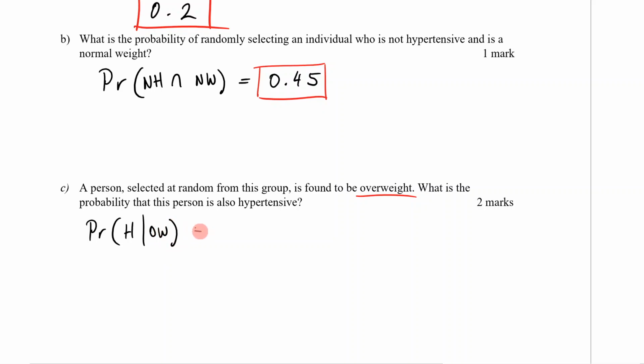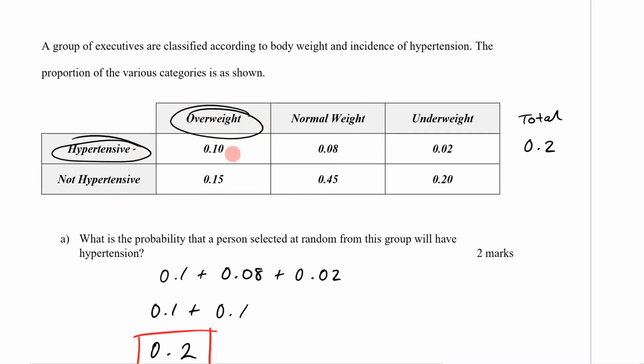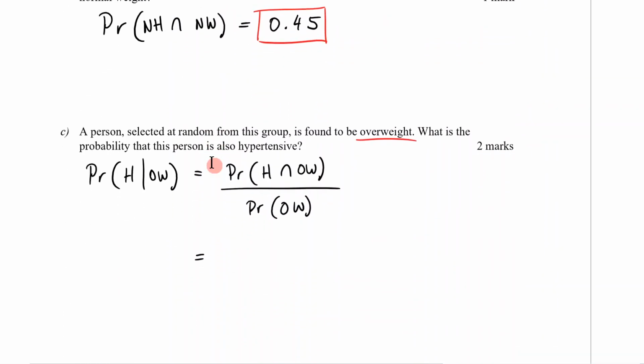Now we know that this is going to be the probability of hypertensive intersection of overweight over the probability that they're overweight. So now we have to figure out what this is going to be. So what's the intersection of hypertensive and overweight? Hypertensive and overweight is 0.1, and that's going to be over the probability of overweight.